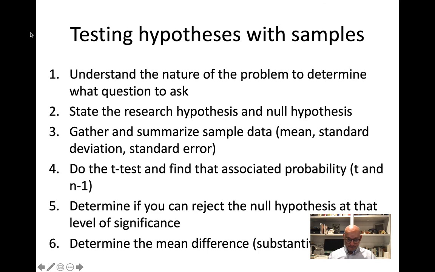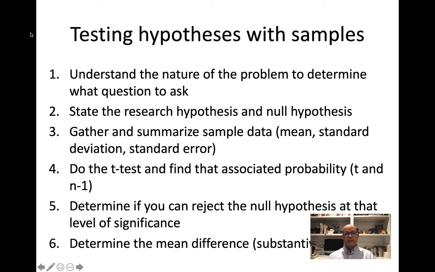So we do the t-test, we find the associated probability, and then you determine whether or not you can reject the null hypothesis. That's the statement everybody remembers from statistics. How probable is it that the null hypothesis is true? If the null hypothesis is true, then we say, well, then the research hypothesis can't be true. But what we're looking to do is trying to reject the null hypothesis.